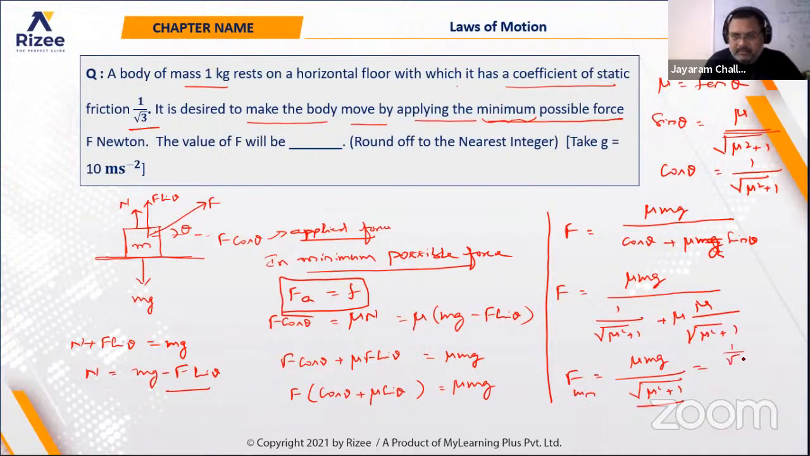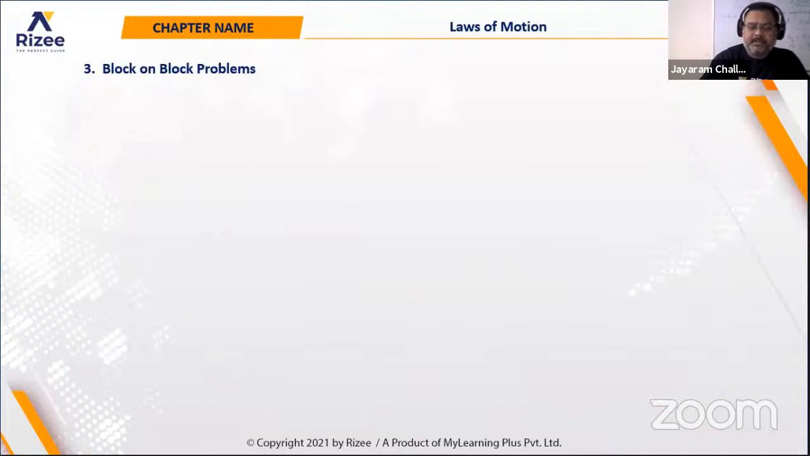The coefficient of friction is 1 by root 3, and the mass is 1, so 1 into 10 by root over 1 by root 3 whole square plus 1. On solving this, 10 by root 3 and rounding it off, you should be getting the value as 5. So these are your results for the minimum case here.